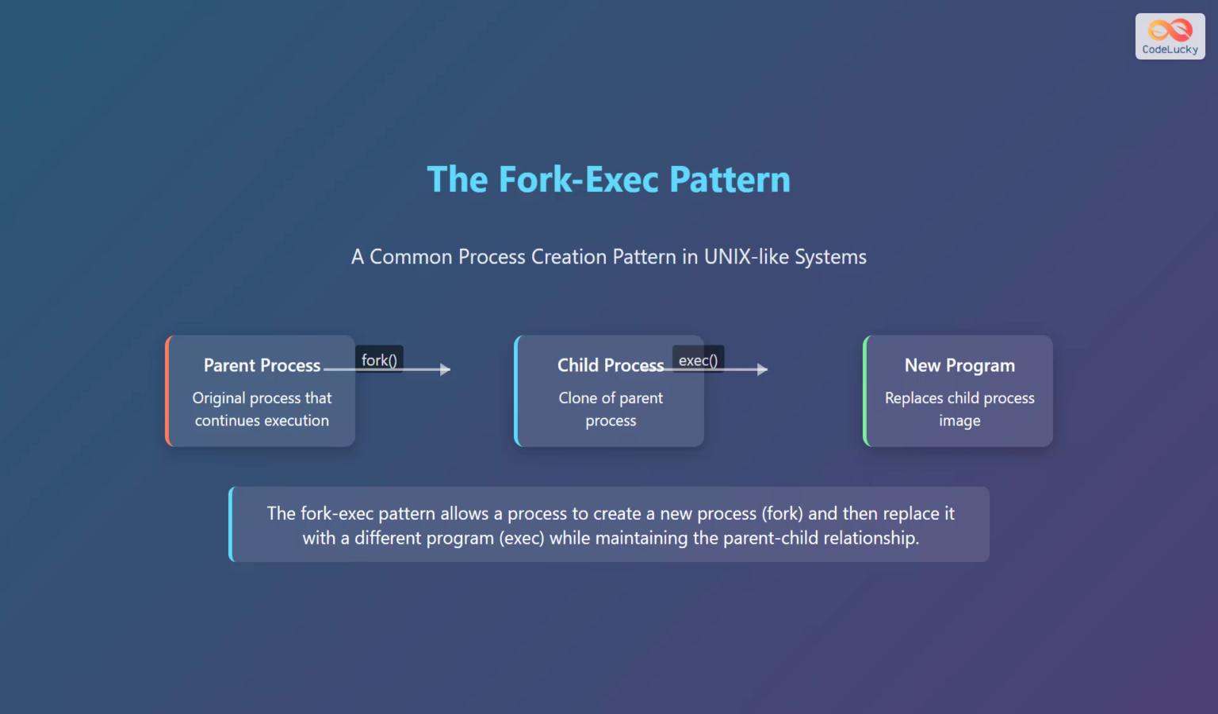The Fork-Exec pattern is useful because it allows a process to create a new process and then replace it with a different program while maintaining the parent-child relationship. The parent process can continue executing its own code while the child process runs the new program.